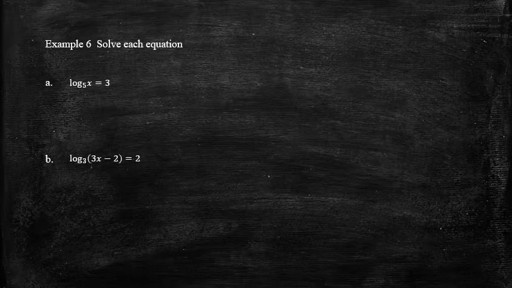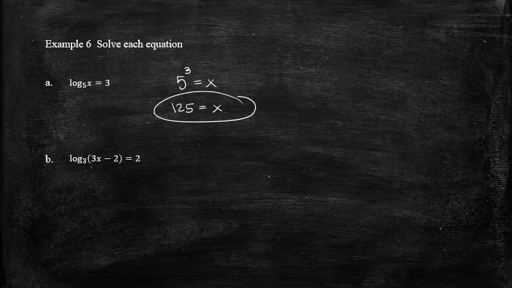So the first one, log base 5 of x is equal to 3. What we're going to do is rewrite our logarithmic equation as an exponential equation. So we'll have 5 raised to the third power is equal to x. And then we're basically done. So 5 to the third power is 125. So the answer is x is equal to 125.